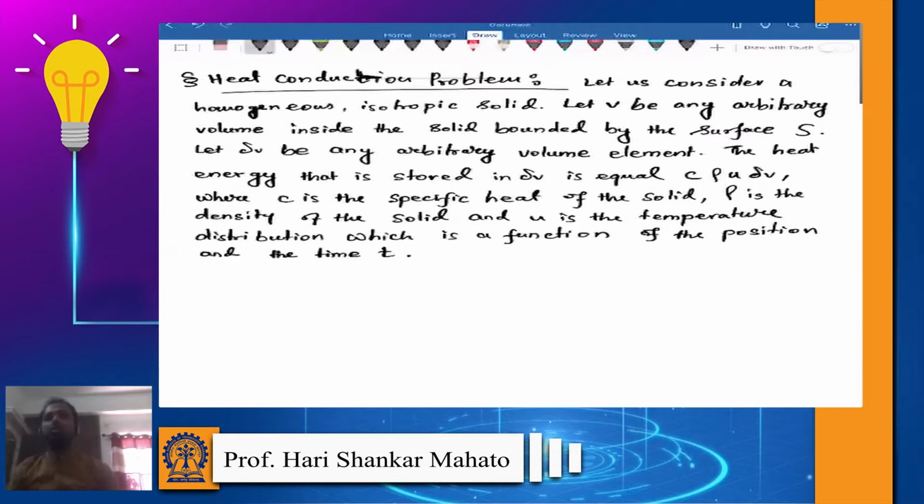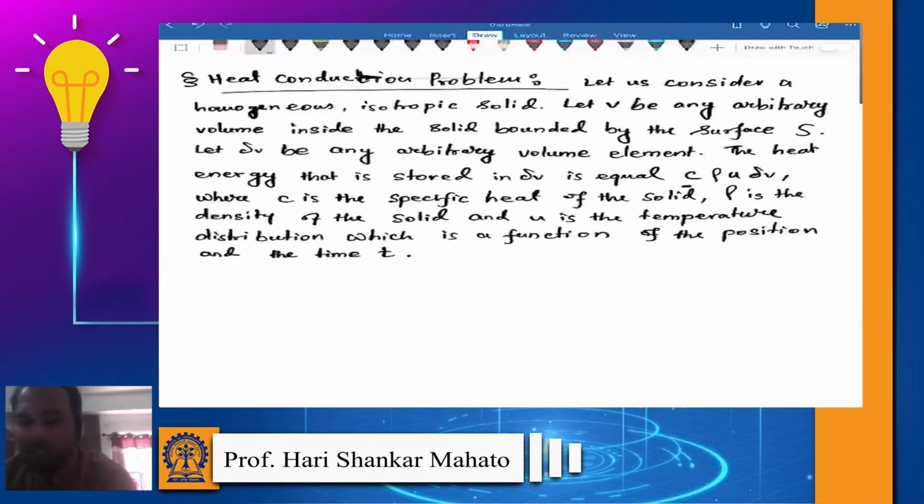So if you are considering a three-dimensional geometry, then u will be a function of x1, x2, x3, if we are considering the coordinate configuration with x1 axis, x2 axis, and x3 axis, and the time t. And if you consider the coordinate configuration as xyz, then your temperature distribution u will be a function of x, y, z and t. All right. So c times rho times u times delta V was the heat energy stored in the volume element delta V. Therefore, the total heat energy will be given by integrating this small heat energy stored in delta V over all the volume V. If you want to know how much heat energy is there in the volume V, we just have to integrate this over the entire volume V.